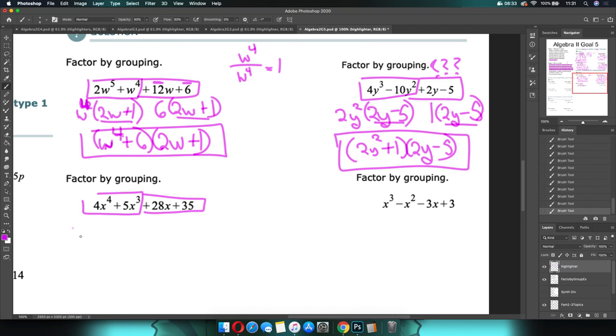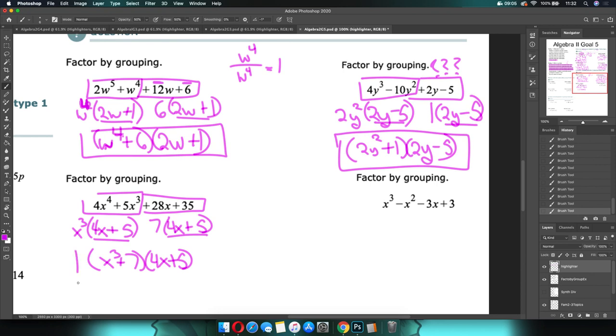X to the 4th and x cubed. I can pull out an x cubed, so that leaves me with 4x to the 4th minus 3 is x to the 1st plus 5, because the x cubes cancel. And then what do I have over here? 28 and 25. What are those both divisible by? 7? So 7, that would be 4x, and then divide by 7, that would be 5. Do they match? Yes, we're good. X cubed plus 7, and then 4x plus 5.